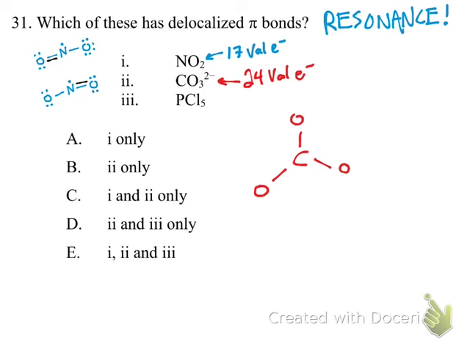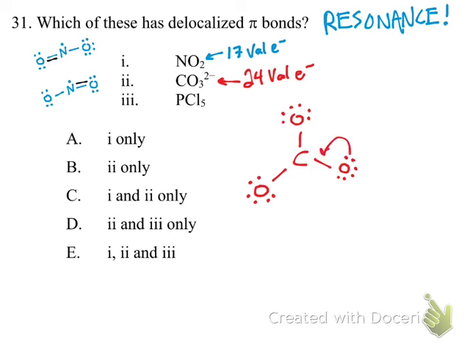So then we've got 7, 8, 9, 10, 11, 12, 13, 14, 15, 16, 17, 18, 19, 20, 21, 22, 23, 24. Is this a good structure? No, it's not. We can make it better. How can we make it better? Well, we could either plop these electrons in to make a double bond, or these electrons in to make a double bond, or these electrons in to make a double bond.